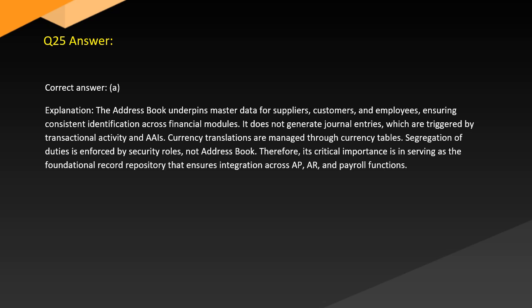Answer. Correct answer: A. Explanation. Address book underpins master data for suppliers, customers, and employees, ensuring consistent identification across financial modules. It does not generate journal entries, which are triggered by transactional activity. Currency translations are managed through currency tables. Segregation of duties is enforced by security roles, not address book. Therefore, its critical importance is in serving as the foundational record repository that ensures integration across AP, AR, and payroll functions.